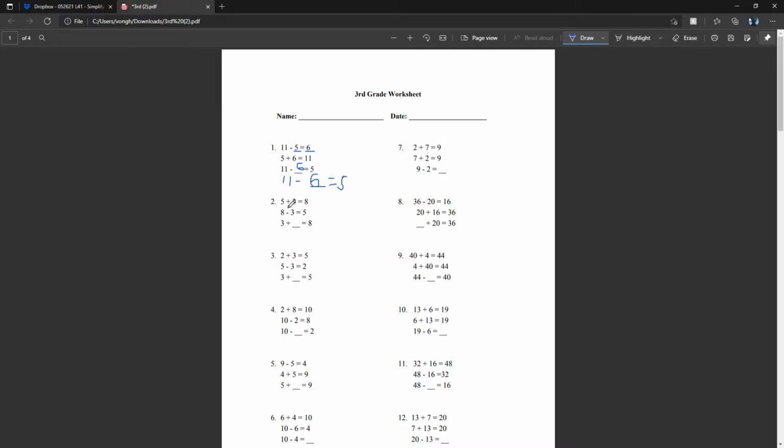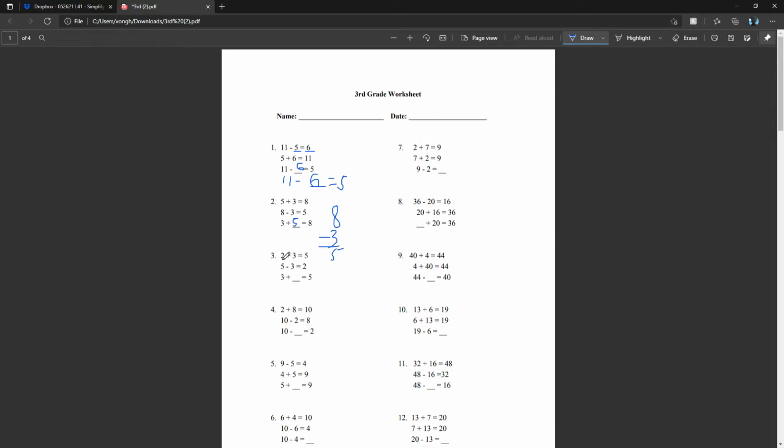Same thing for here. So we have 5 plus 3 equals 8, and then 8 minus 3 equals 5. And then here it's asking 3 plus what equals 8. Now if we look back here, 5 plus 3 equals 8. And basically this and this are the same thing, it's just that these two are flipped. So the answer is 5. But you can also just do 8 minus 3, and that also gets you 5.